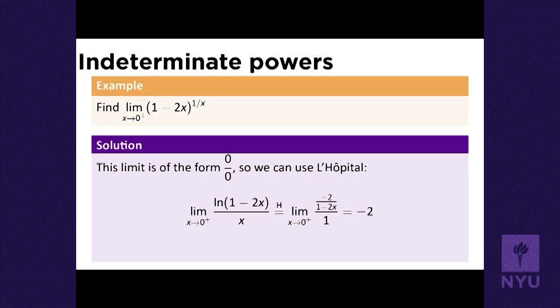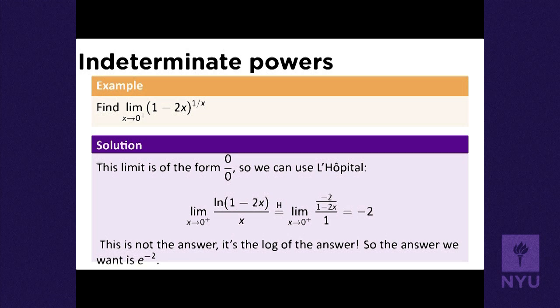However, this is not the answer to the question that was asked. This is the logarithm of the answer to the question that was asked. So how do I convert this back into the answer to the actual question? How do I undo the natural log? Right, raise e to that power. So what I want is e to the minus 2.